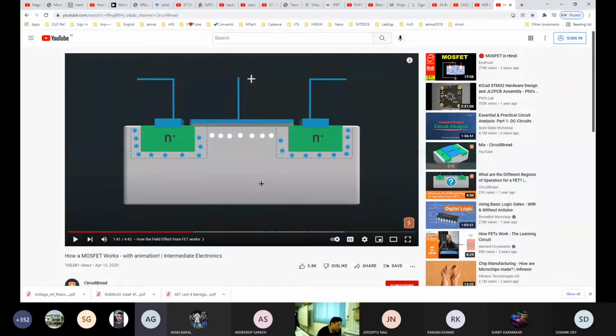So there are several regions of operation of any device. For example, in a BJT, there are three distinct regions. One is cutoff. Cutoff means the current will be 0, and the resistance between collector and emitter will be very high, and it behaves like an open circuit between collector and emitter.